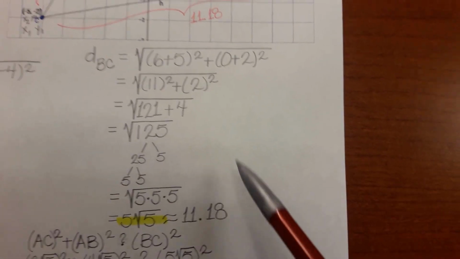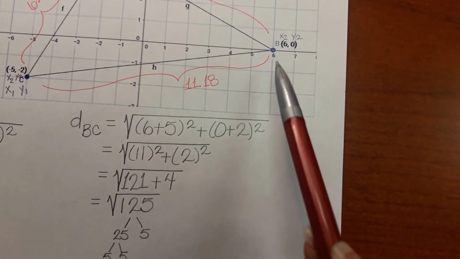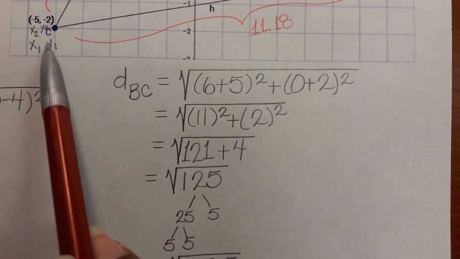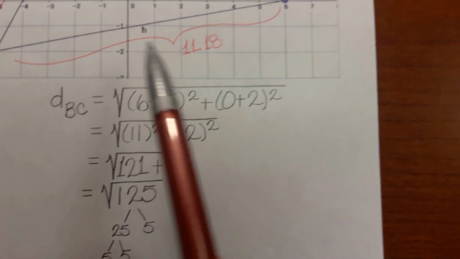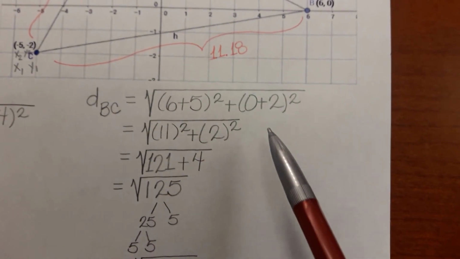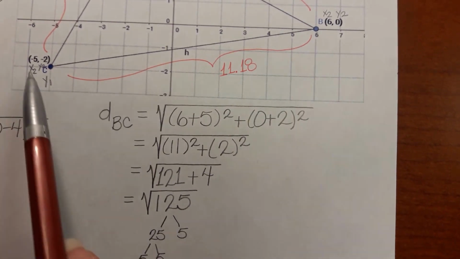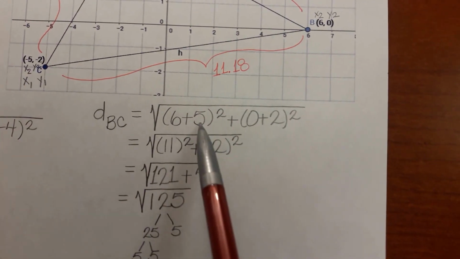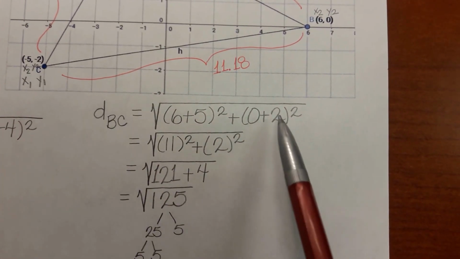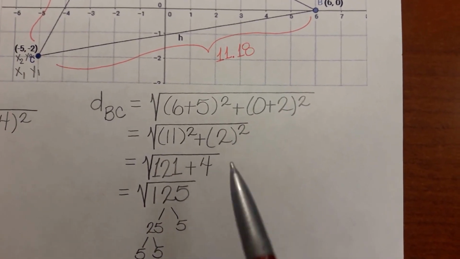The next side I need to find is side BC. So I look at side BC. I label point C X1 and Y1 this time, and I kept point B X2 and Y2. Okay? So, applying the distance formula, I have 6, negative times negative is positive 5, 0, negative times negative is positive 2. Remember, two negatives make a positive. That's why these are plus.